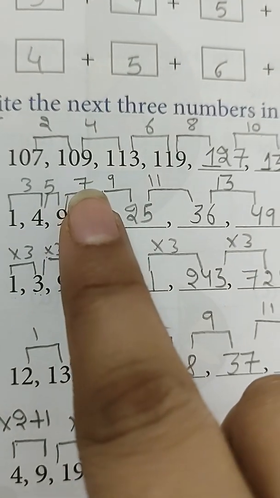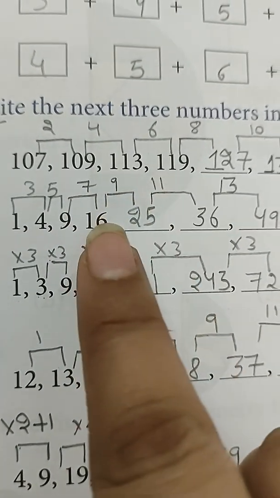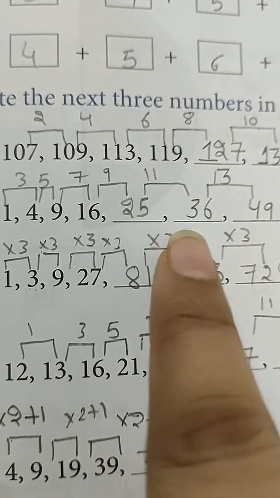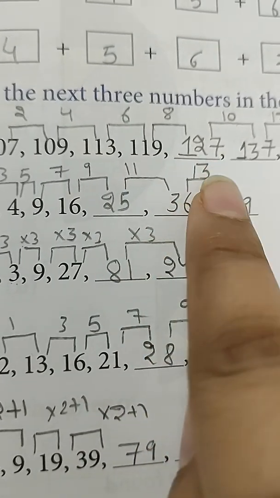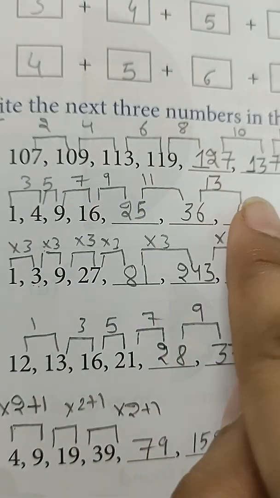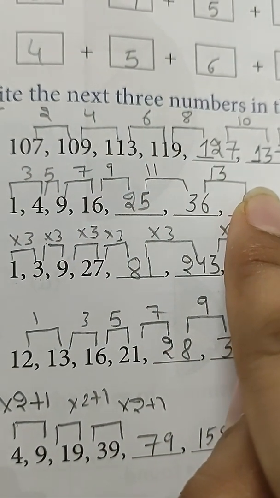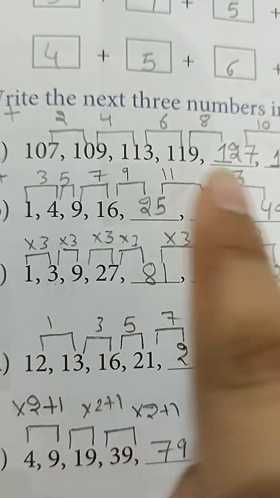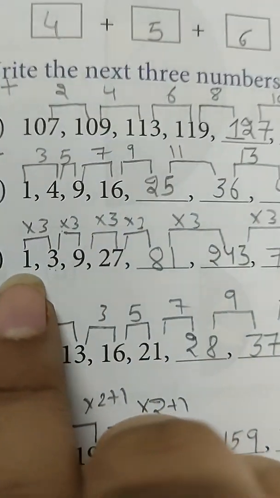Okay, then we are getting the numbers. So after 7, which is an odd number, we have 9. So 16 plus 9 is 25. Now 25 plus 11 is 36. 36 plus 13 is 49. So these are all odd numbers that do not come in the table of 2. These are the odd numbers and this is how much you have to add so that you can get the next number.